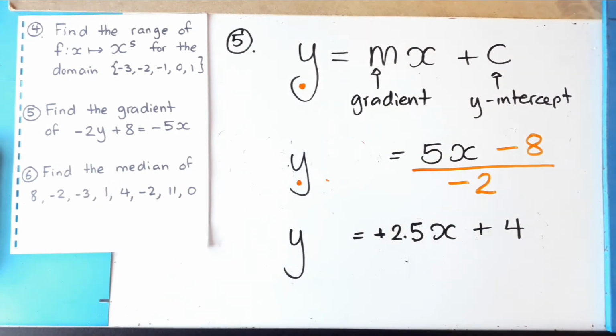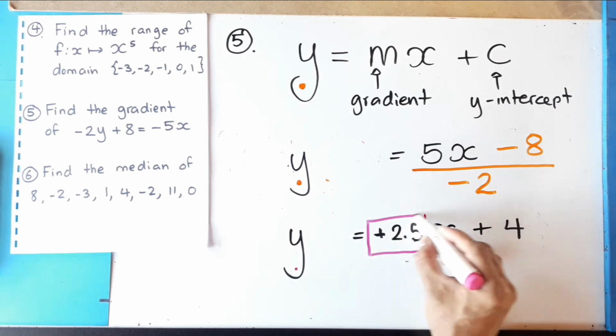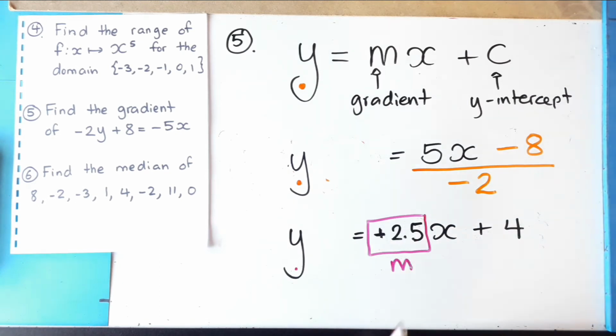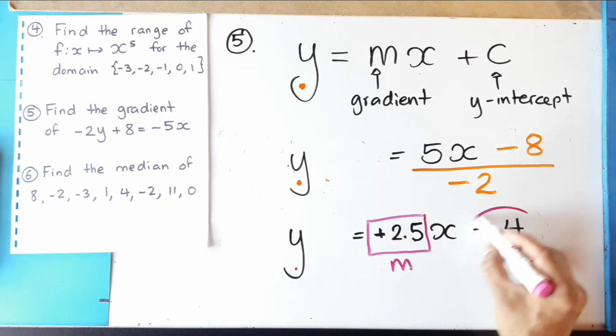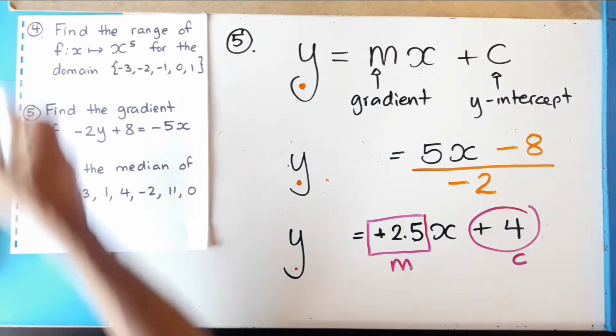Now this is separated from this, and y is the subject. So what is touching x? Well, 2.5 is touching x. So m, your gradient, is 2.5. Somewhere between a, b, c, and d, you should see 2.5. Now if they had asked you how much your y-intercept is, your y-intercept, or c, would be positive 4.